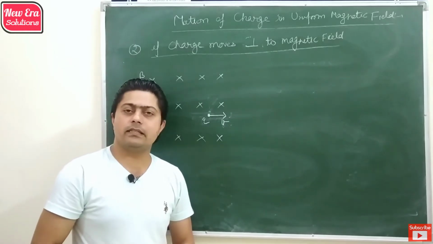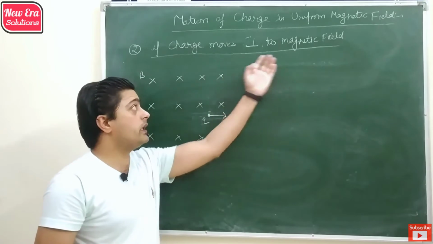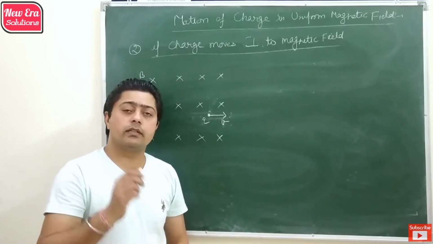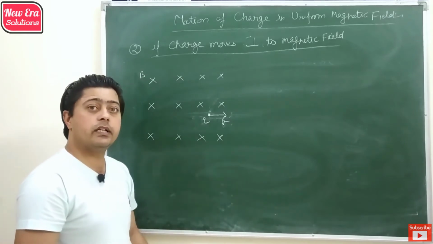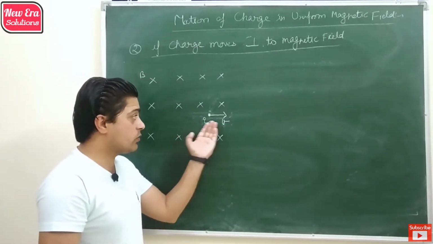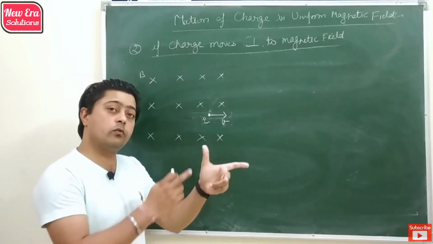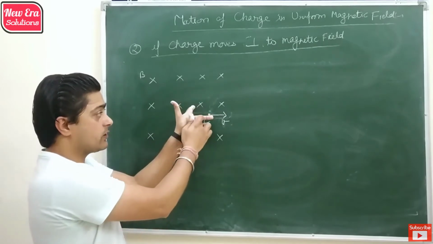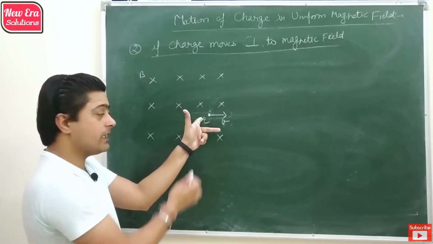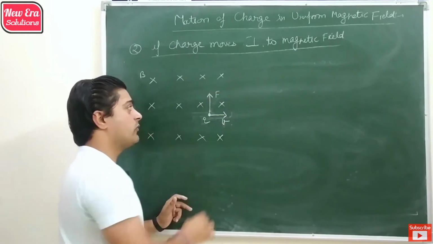In the second case, let's discuss the motion of a charge when it is moving perpendicular to the magnetic field. To illustrate that, we have a uniform magnetic field pointing inward and a charge Q moving towards the right. Then according to Fleming's left hand rule, with the magnetic field in the inward direction and velocity towards the right, the force on the charge is in the upward direction.